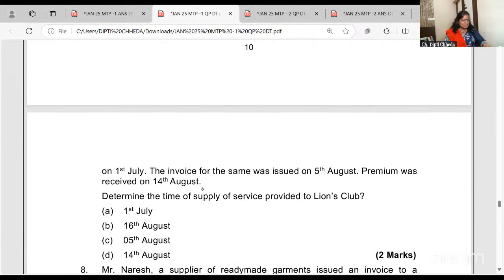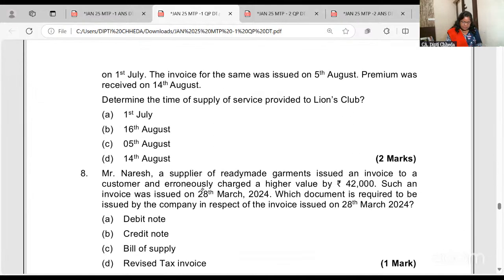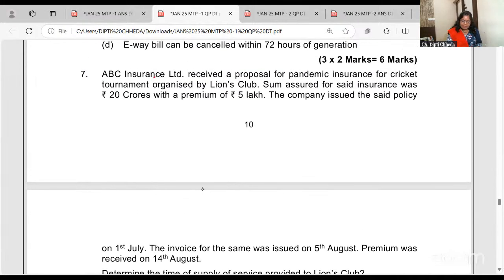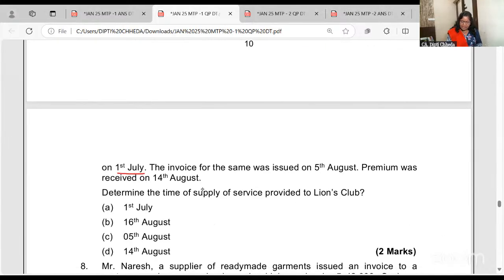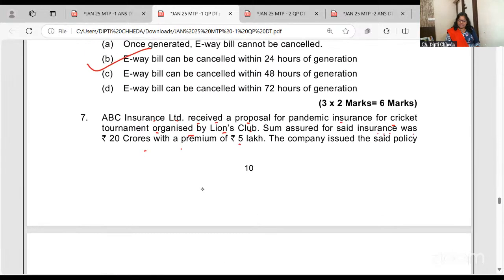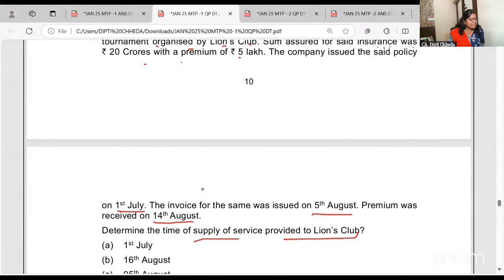Next small MCQ. ABC Limited received a proposal for a cricket tournament and the sum assured for the insurance was 20 crores. The company issued the said policy on 1st July. Invoice was issued on 5th August. Premium was received on 14th August. Time of supply of service. When did the policy start?